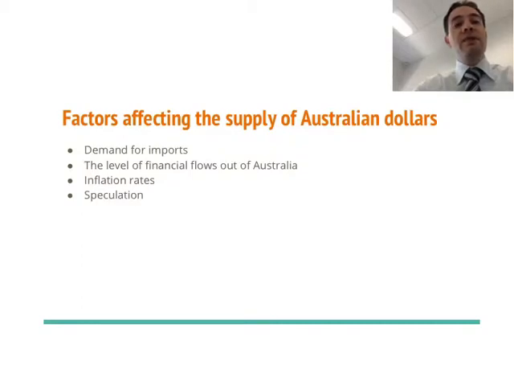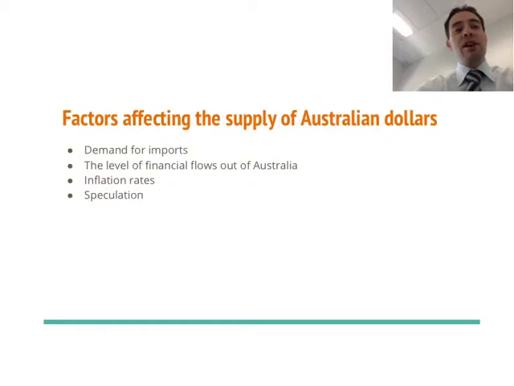That moves on to factors affecting supply of Australian dollars. So the supply of Australian dollars is determined by Australians, or money coming from Australia, going out of Australia. So the first one is demand for imports. So that's Australians' demand for imports around the world. So if we increase our demand for imports into Australia, that means that we have to pay those people overseas in their currency. So we pay for, let's take US for an example. If we're importing things from the US, we need to pay in US dollars.